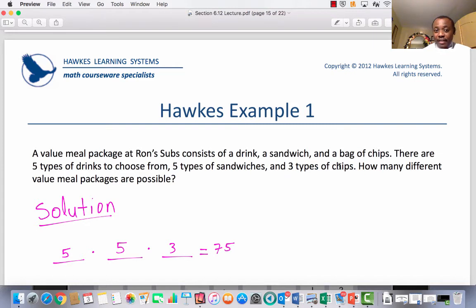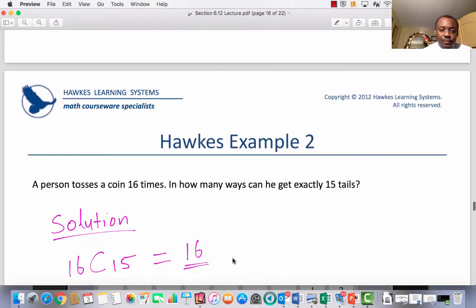How many events are there? 1, 2, 3 events. The first event is to select a drink, then a sandwich, then chips. In how many ways can I select a drink? 5 different ways because there are 5 drinks, 5 different ways because there are 5 sandwiches, 3 different ways because there are 3 types of chips, and by the fundamental counting rule, 5 times 5 times 3, 75 different value meal packages are possible. Question number 2.